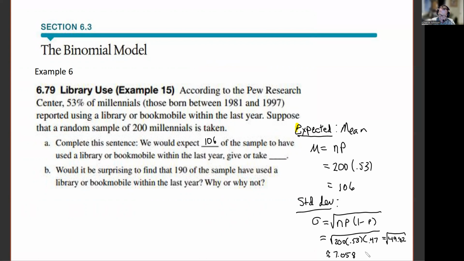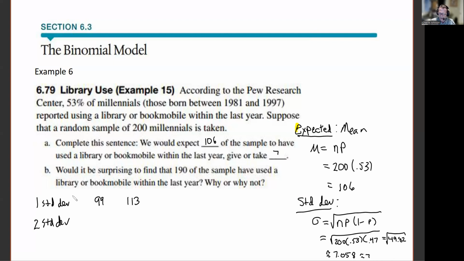Let's go ahead and round that to 7. So give or take 7. So that would be 1 standard deviation away from the mean. 7 above, 7 below. And so 7 above is 113, and 7 below is 99. So that would be quite usual to see samples with this number who have used a library book mobile. 2 standard deviations away from the mean would be not so unusual as well.